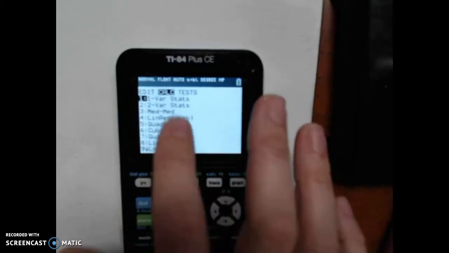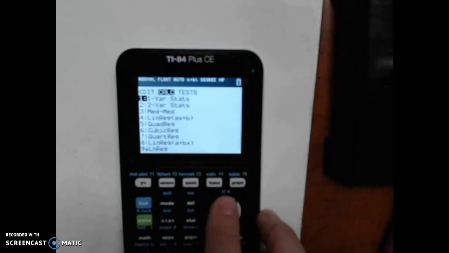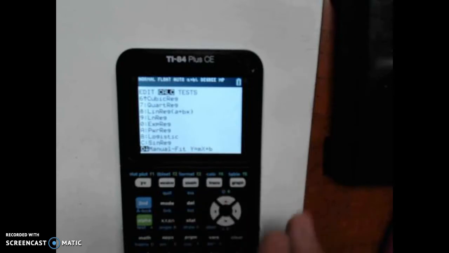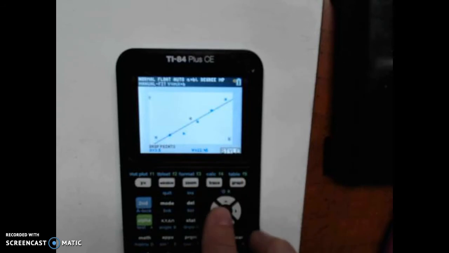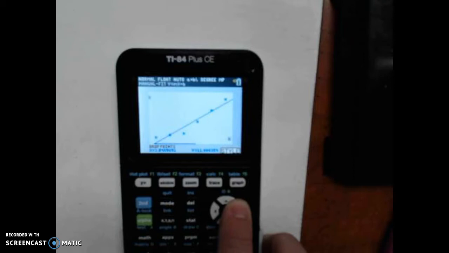If you go over to stat and calculate, and then you scroll all the way down to the very, very bottom of the list, it has this thing here that's called manual fit. And I guess you can fiddle around with that if you're interested. When you hit that, manual fit, then it gives you this thing, and you can kind of put a starting point and an ending point. Put one down here somewhere, and then it actually starts to draw a line.